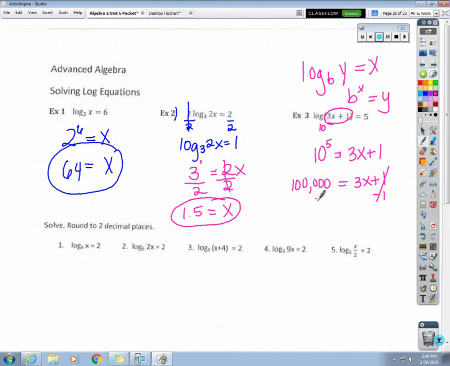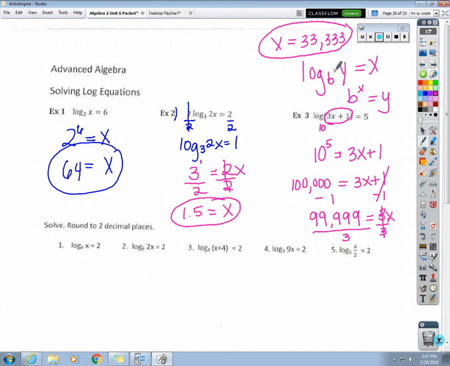Correct. Subtract the 1. And what is 100,000 minus 1? 99,999. And now to get x by itself, what's the final step? Divide by 3. What's 99,999 divided by 3? I'm going to write it up here because I've run out of room. 33,333.